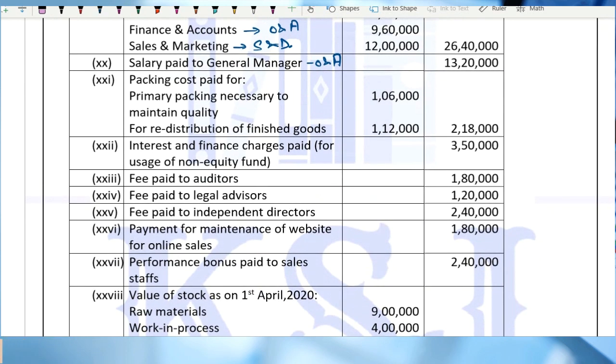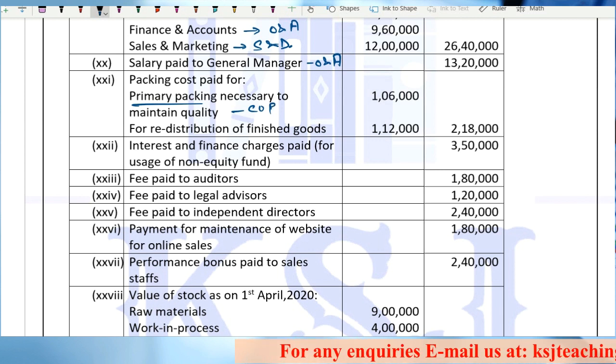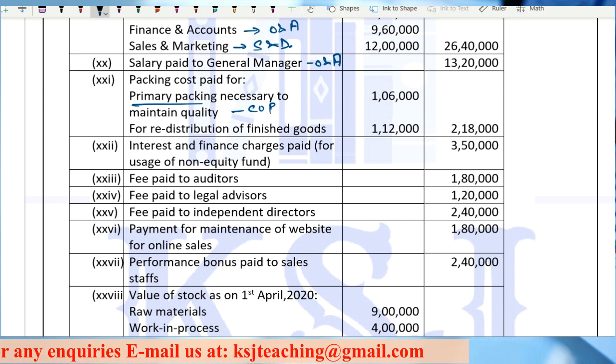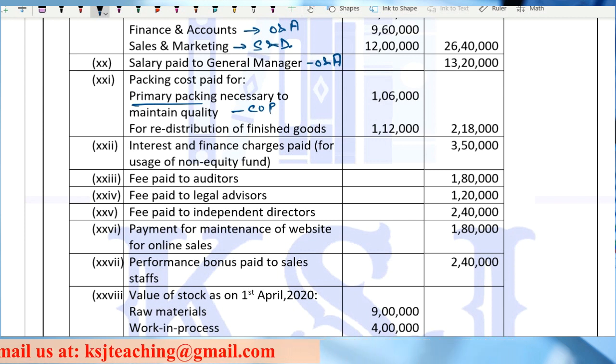Now the packing cost paid for primary packing necessary to maintain the quality, that is cost of production, right? What is that primary packing, sir? The immediate packing that is required to store that product, right? For redistribution of the finished goods, that is selling and distribution overheads. Clear?